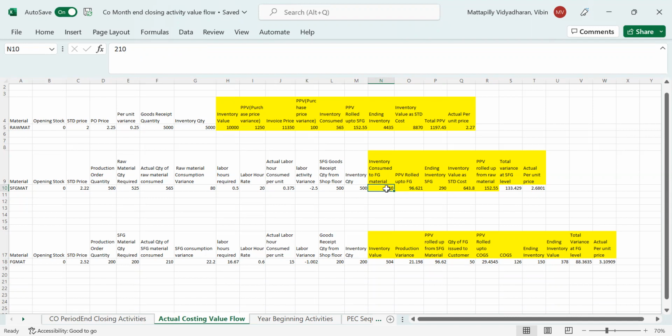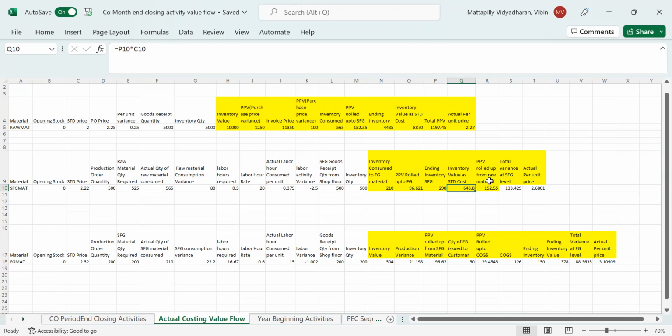So 210 divided by total out of 500, multiplied by all the variances incurred at this level. So that is what this 96.621 is, getting rolled up to the FG level. Okay. Now what is the ending inventory? Out of 500 minus 210, that is 290. Inventory value at standard cost, that means ending inventory multiplied by the standard cost, 642.